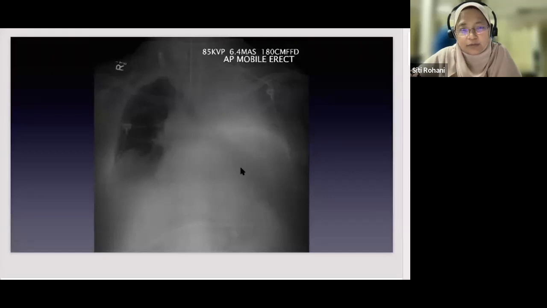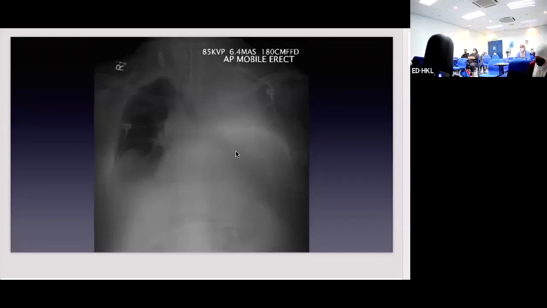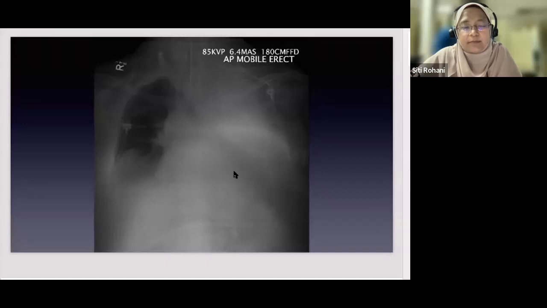I cannot argue with you. There is left pleural effusion. I probably will agree with you because of the trachea shifted to the contralateral side. So there is some evidence of volume expansion on the left hemidiaphragm. Left lung. Okay, very good.